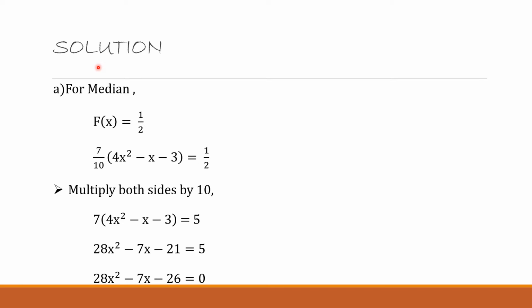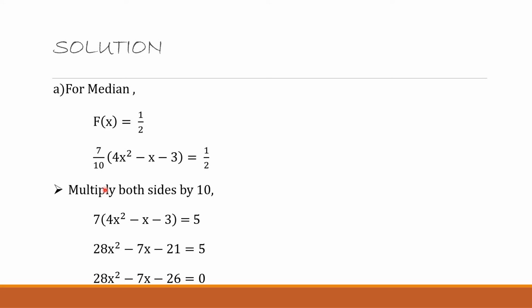The solution is as follows. To calculate median, which is a point which divides any distribution into two equal halves, we put F of x equal to 1 by 2 because it is the cumulative distribution function that describes the distribution of random variables. We put its value in the subinterval of 1 to 1.5, that is the quadratic polynomial, because for other subintervals we have the values as 0 and 1 that can't be equal to 1 by 2.